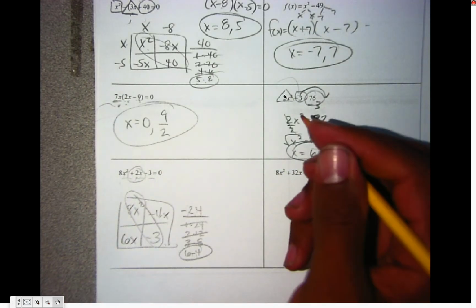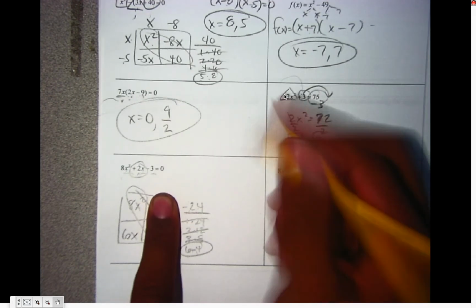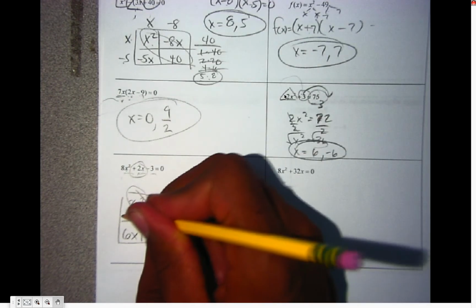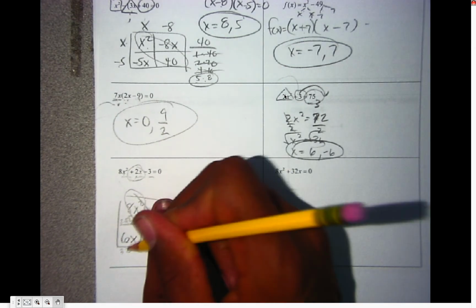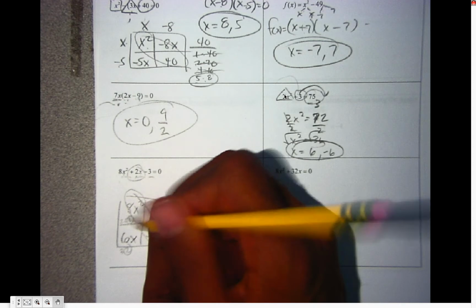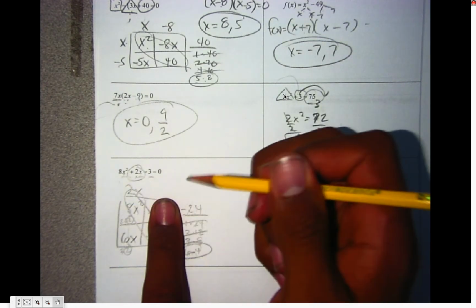Okay, so now here's the tricky part. So first I need to look at the 8 and the 6. I cover up the right. And I say, okay, well, the 8 is 2, 2, 2. And the 6 is 3 and 2. And what's same between them is a 2 and a 2. Okay, so that means up here to the top goes 2x.